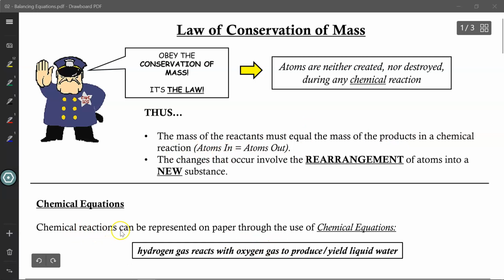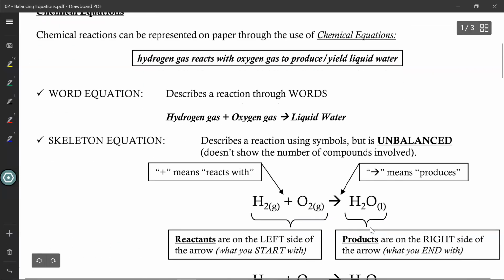Now, chemical reactions can be represented on paper through the use of chemical equations. The first type of chemical equation is called a word equation. This describes a reaction through words. For instance, hydrogen gas reacts with oxygen gas to produce liquid water.